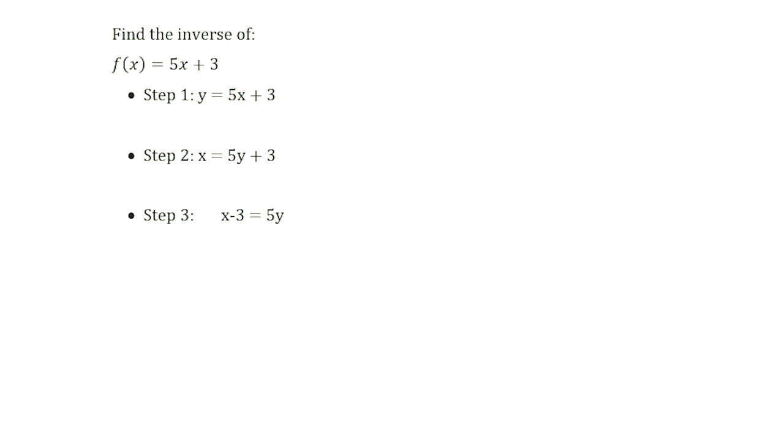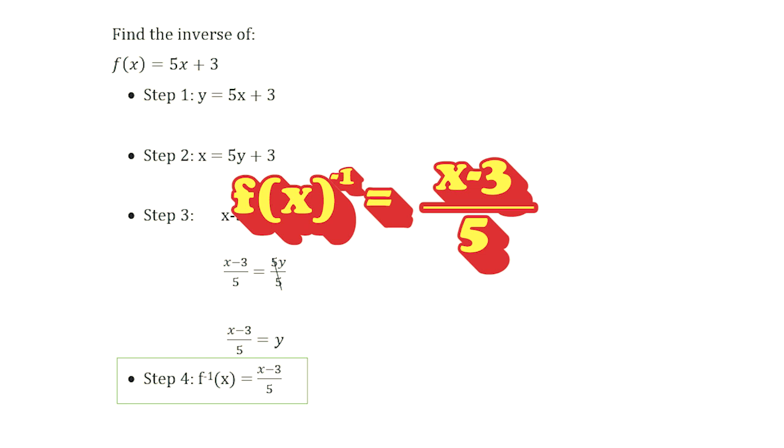Step 3. We isolate the y's. We subtract 3 to both sides. So we get x minus 3 is equal to 5y. But the y still isn't isolated. So we divide both sides by 5. So we get x minus 3 over 5 is equal to y. And we write down the final answer. The inverse function of the function f of x is equal to 5x plus 3 is x minus 3 over 5.